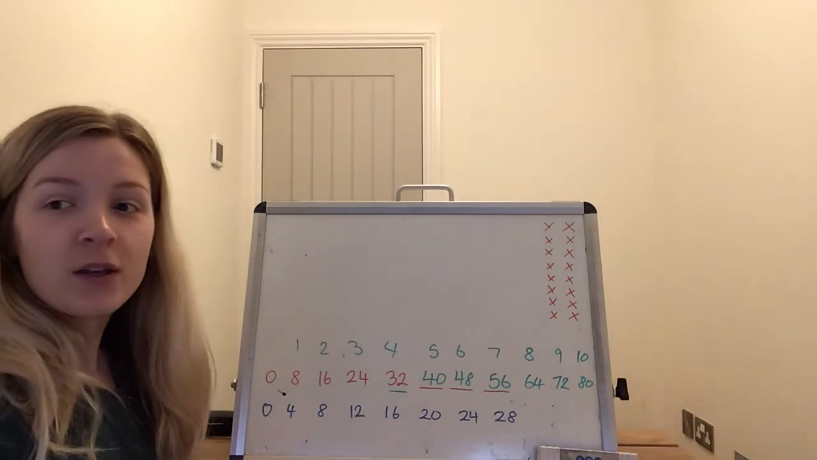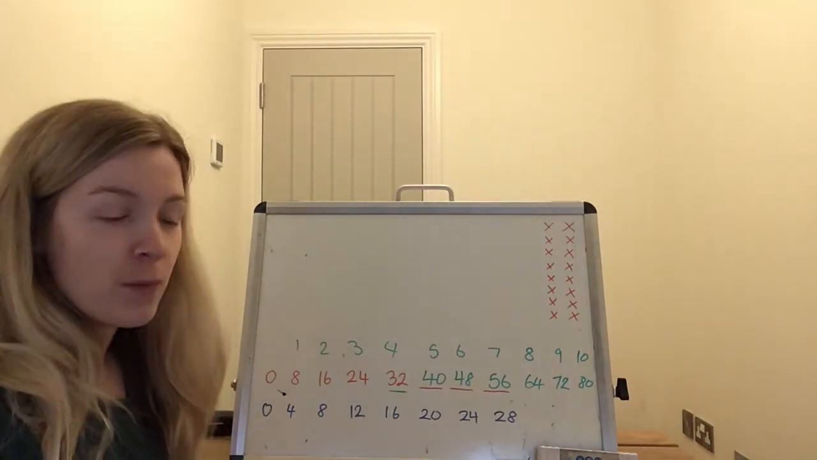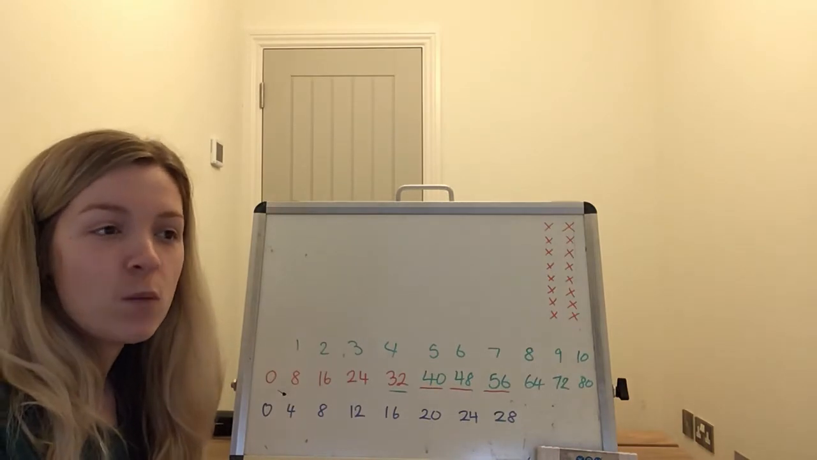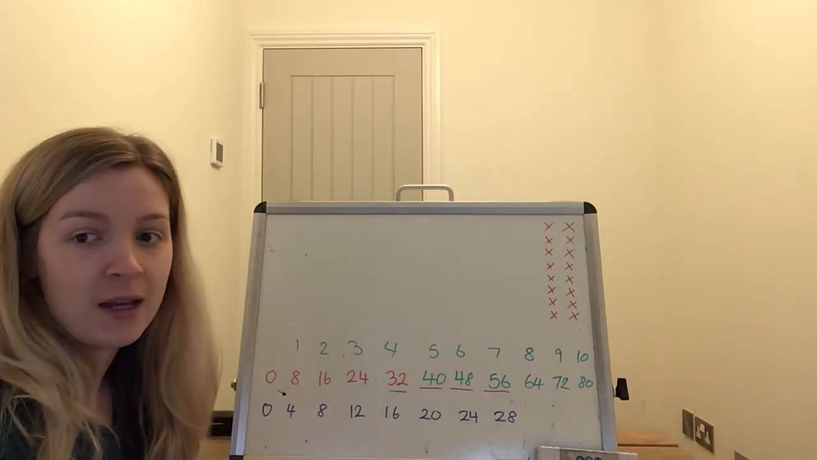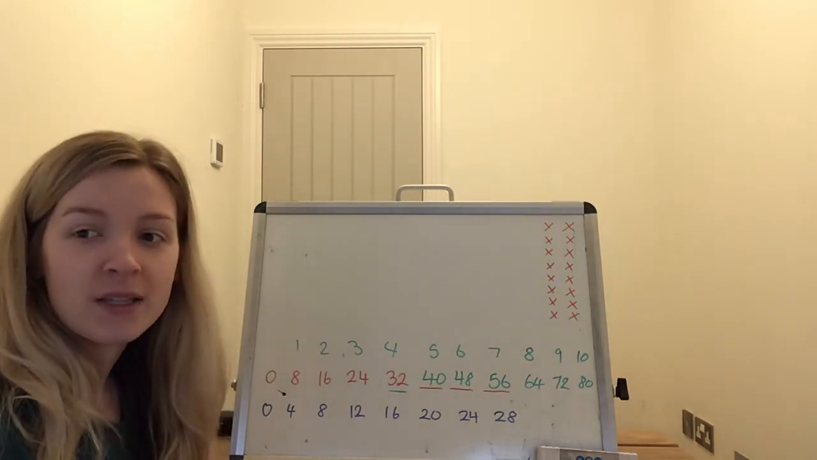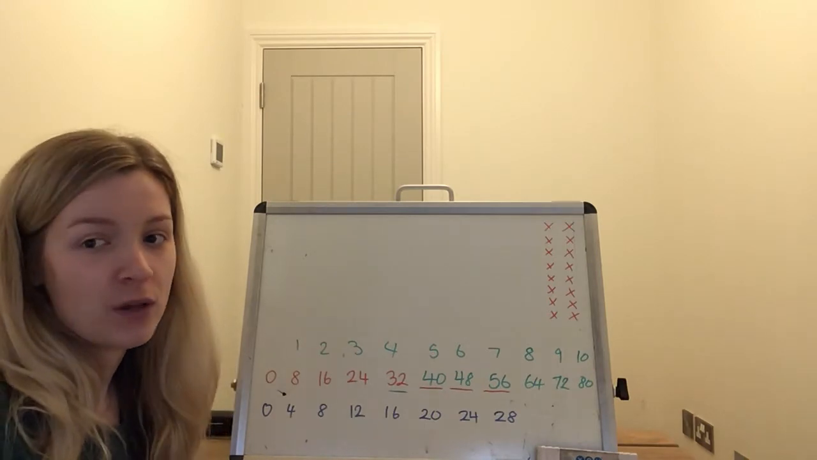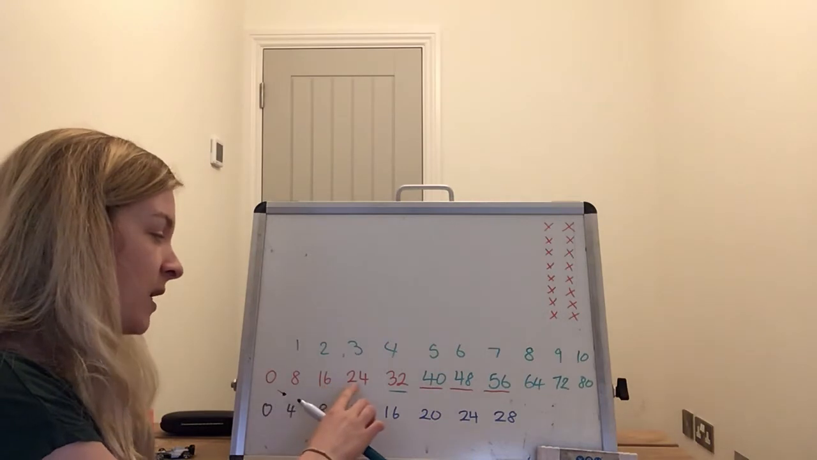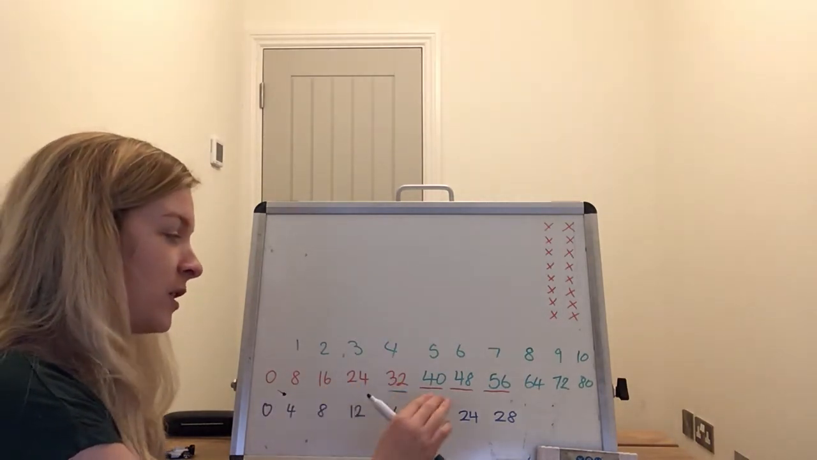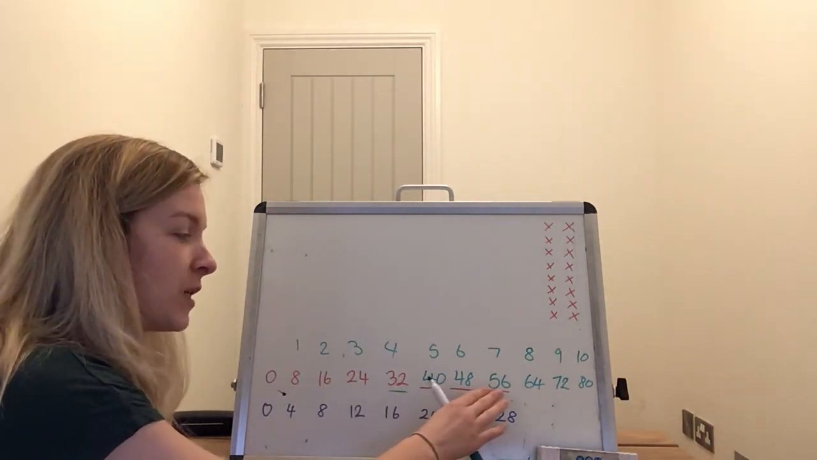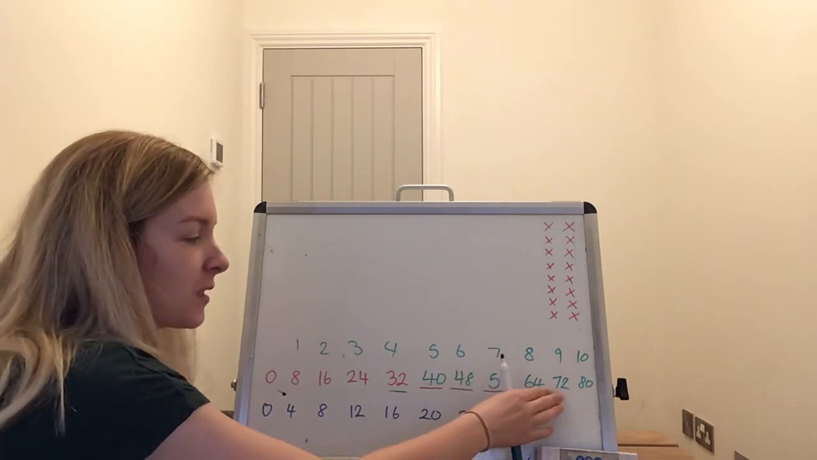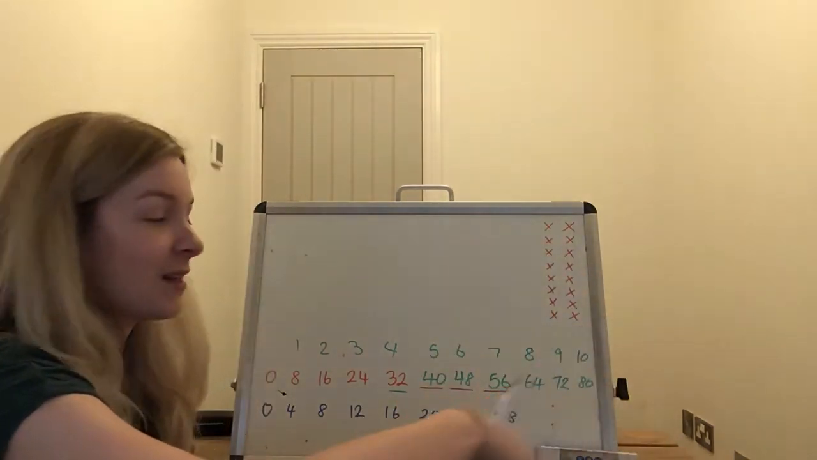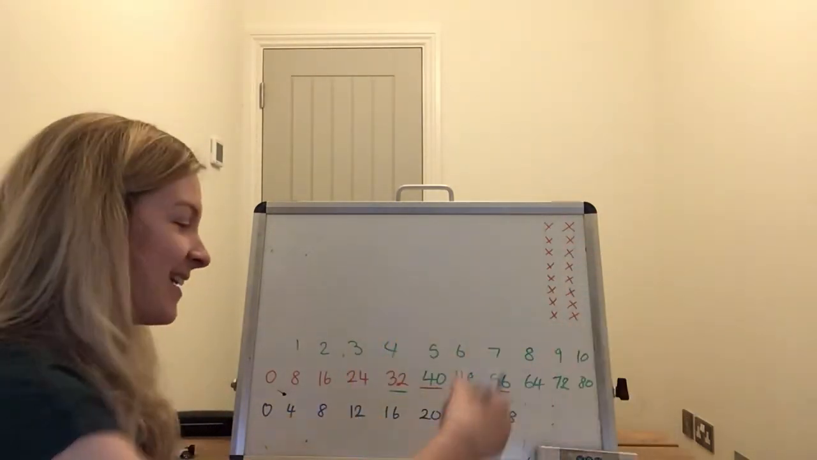Okay, let's just pause for a moment and think about this. It would be really worth practicing this today to really help us get a good start with our 8 times tables, okay? 0, 8, 16, 24, 32, 40, 48, 56, 64, 72, 80, 88, 96. Good.